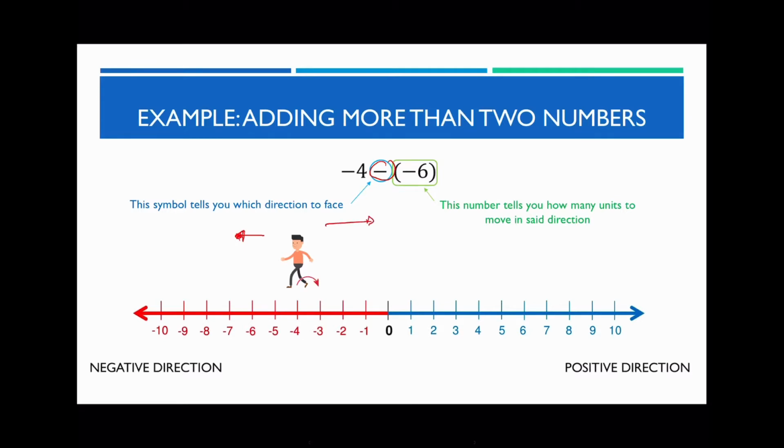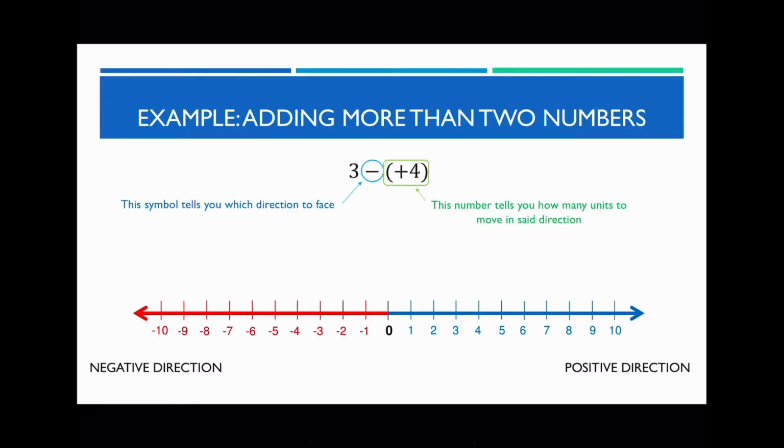So if you're moving 6 units backwards, the answer now is a bit different, and you're going to end up with +2. Now, you don't need to really indicate that it's a positive. If you don't include a sign at all, it's implied that it's positive, but you can include it if you like.